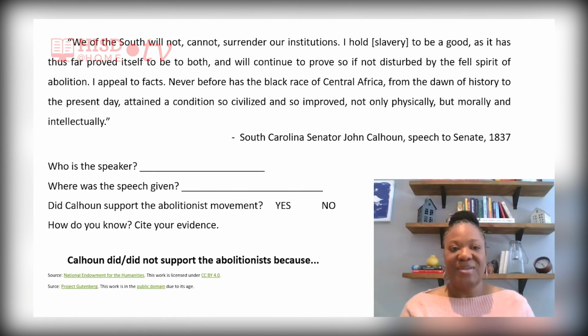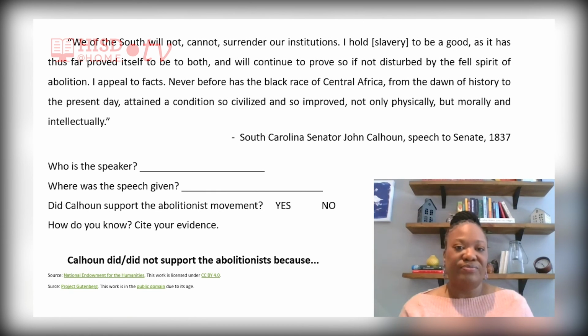Okay, now let's take a look at another primary source. This time, this is a speech to the Senate in 1837 by the South Carolina Senator John Calhoun.